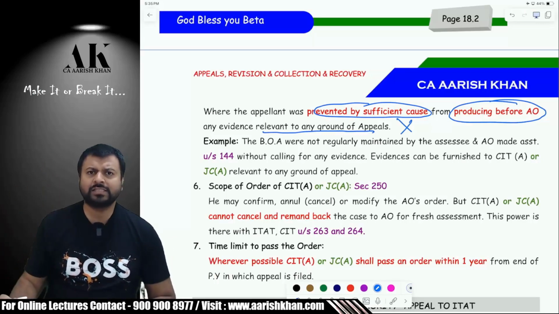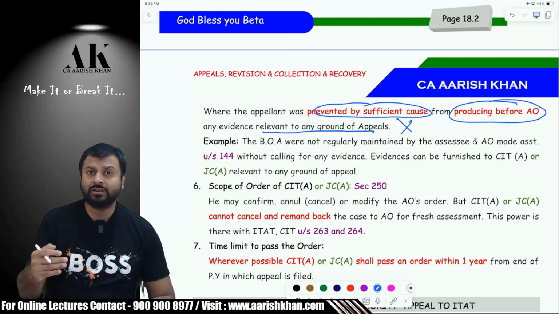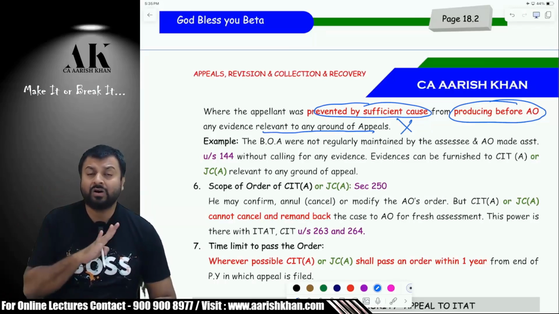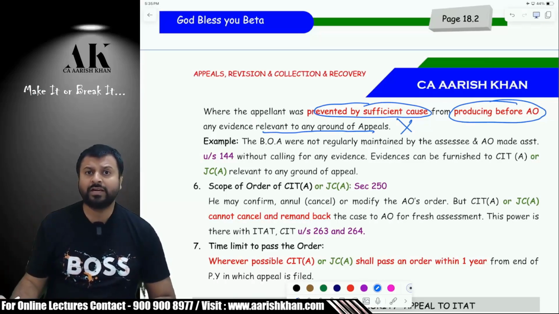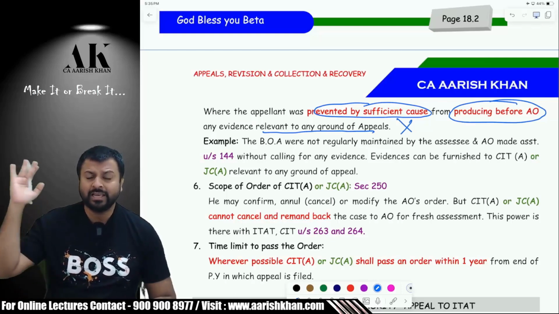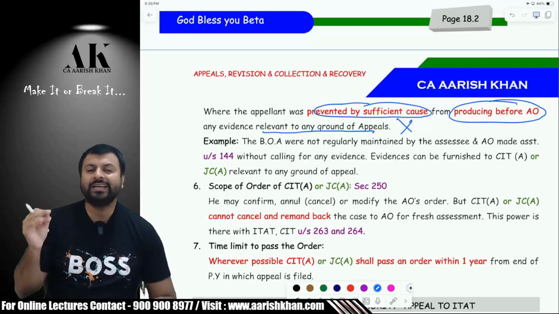So these are the four cases in which you can give additional evidences, and all these chapters, rectification, appeal, revision, are there in indirect tax also, GST also, customs also. So you have to be very thorough over here. Nobody is going to teach you in so much detail in those subjects. You have to do all these things in detail in income tax only.